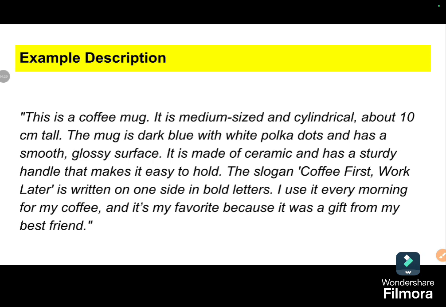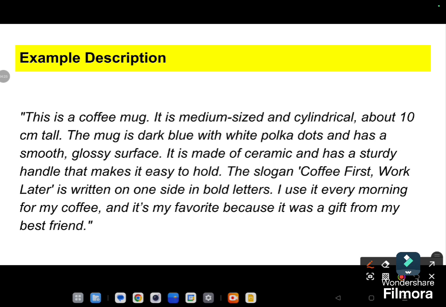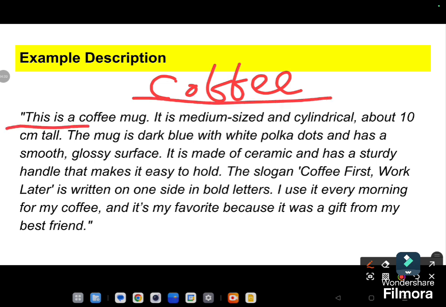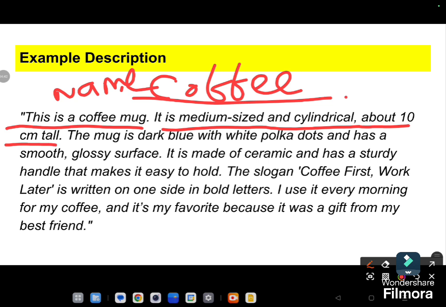And let's look at an example. I want to describe a coffee mug, right? This is a coffee mug. So this is the name, and it is medium sized and cylindrical, about 10 centimeters. So first I told you the name, this is a coffee mug, and the second aspect is size and shape: it is medium sized and cylindrical, about 10 centimeters.